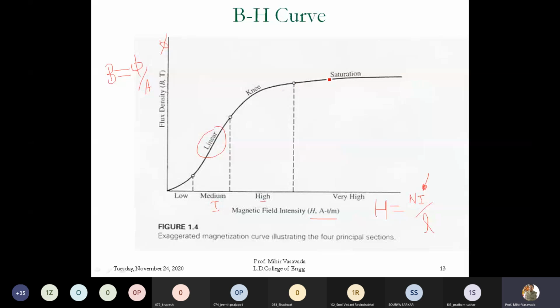And after the knee portion, the saturation region will come. What is the saturation region? In this region, even if you increase the current so much, there is a very small or almost negligible increase in B. So this is the saturation region, right? Yes, any query? No, sir.